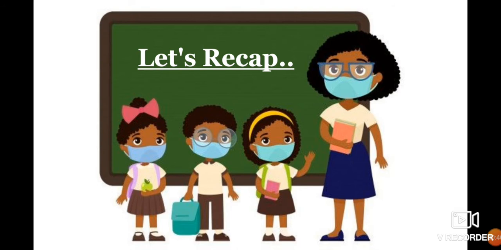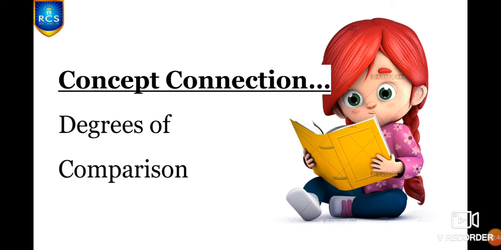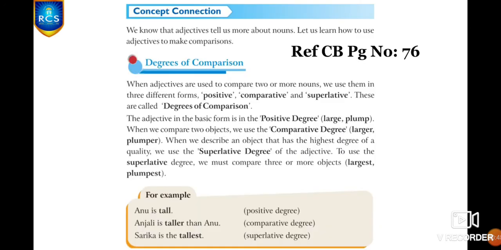Children, let's recap what we have learned in our earlier sessions. The concept connection, degrees of comparison. In concept book page number 76, we know that adjectives tell us more about nouns, and now let us learn how to use adjectives to make comparisons. Degrees of comparison. When adjectives are used to compare two or more nouns, we use them in three different forms: positive, comparative and superlative, and these are called degrees of comparison.